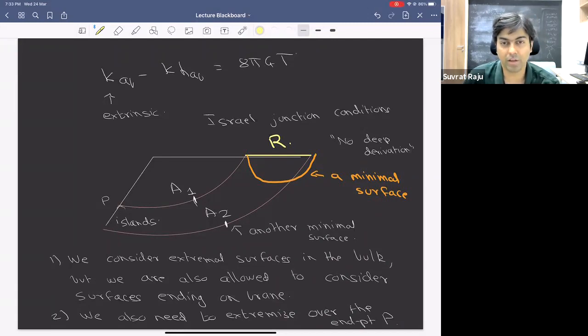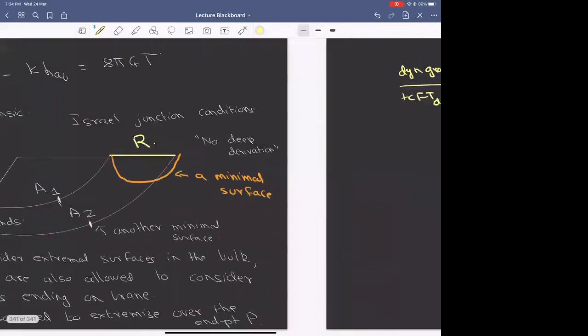So the rule is pretty simple. You just apply the rule, and you see if you get some surfaces which end on the brane, or which don't. Okay. Thanks.